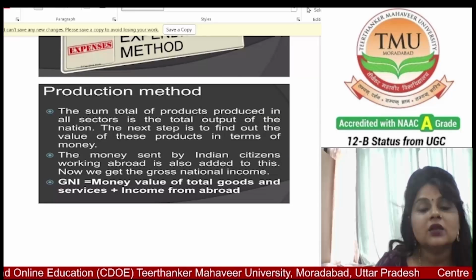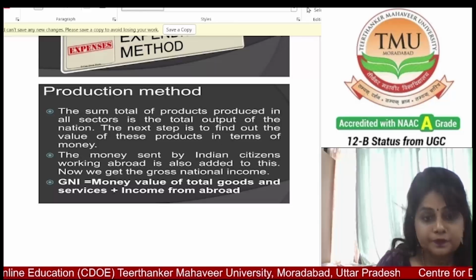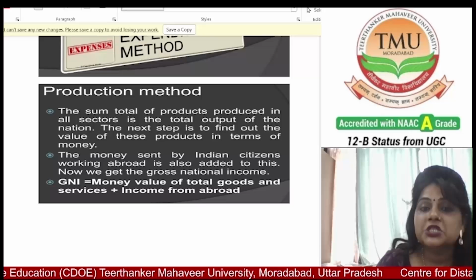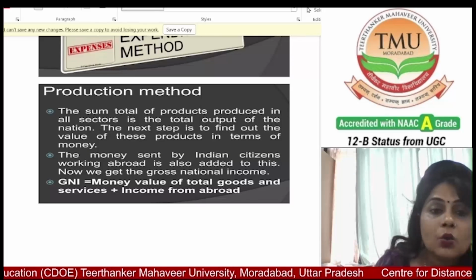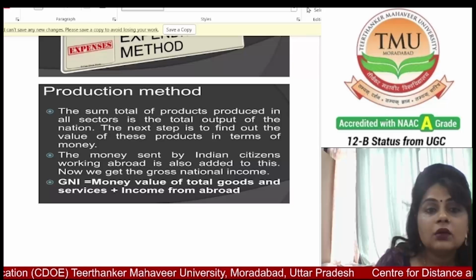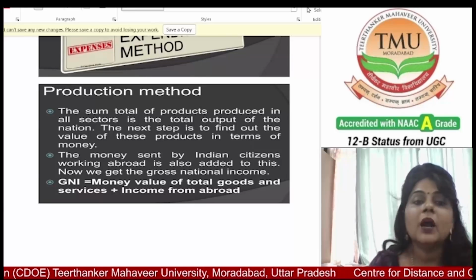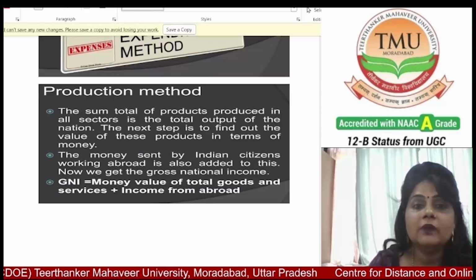Of each sector, the gross value added at market price is calculated. The summation of the gross value added at market price is equal to GDP at market price. And now calculate domestic income.